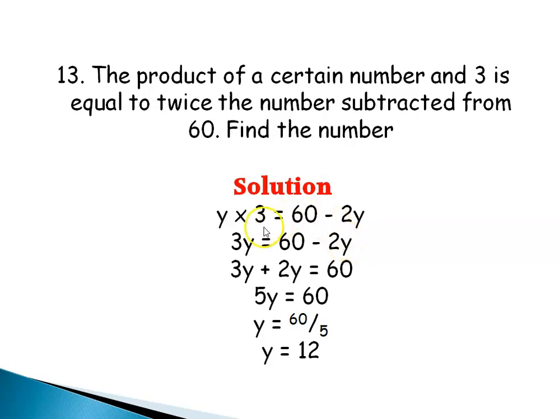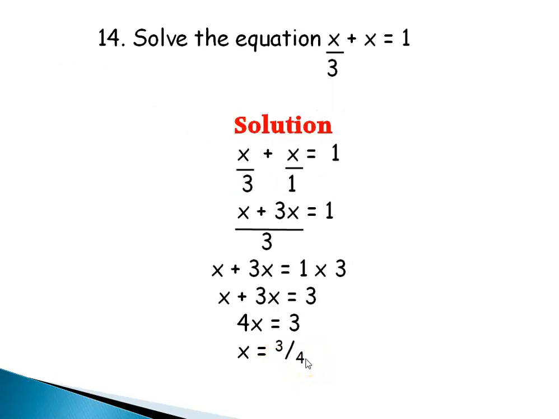I'll bring my y to this other side. That's collecting my like terms. So I'm bringing minus 2y this way. It becomes plus 2y. 3y plus 2y is equal to 60. 3y plus 2y is 5y. 5y is equal to 60. I'll divide both sides by 5. 5y divided by 5 is y. 60 divided by 5, 12. Is that okay? Very good.